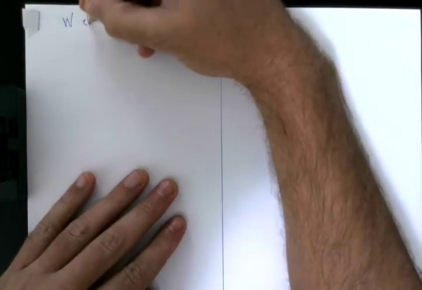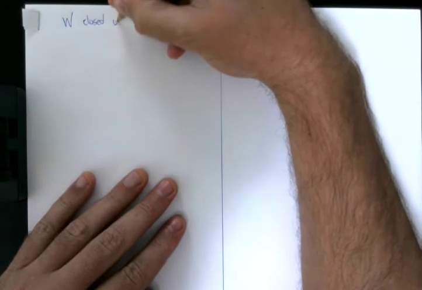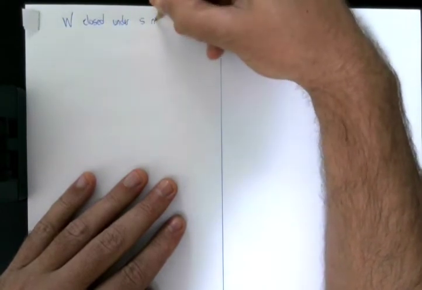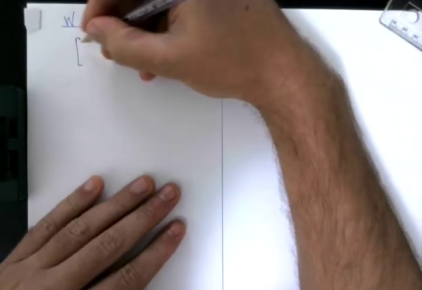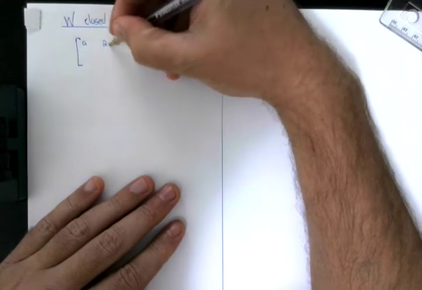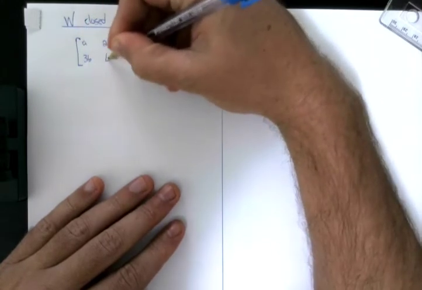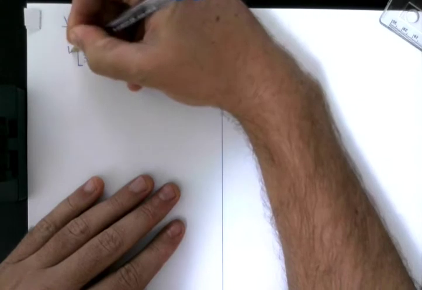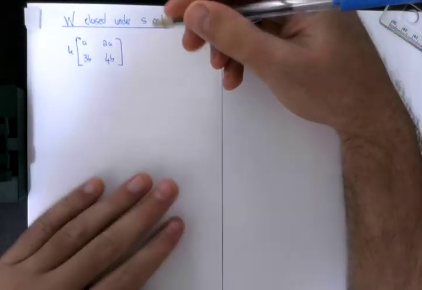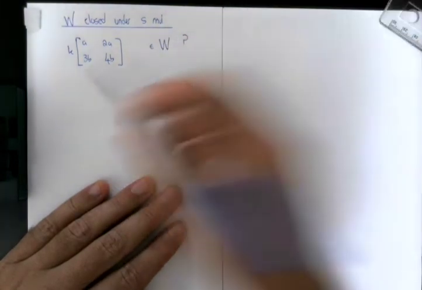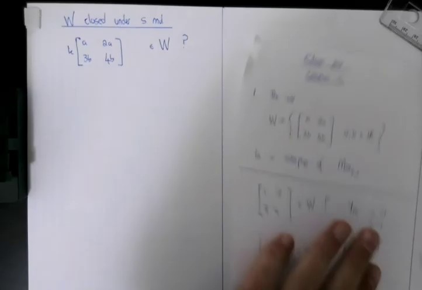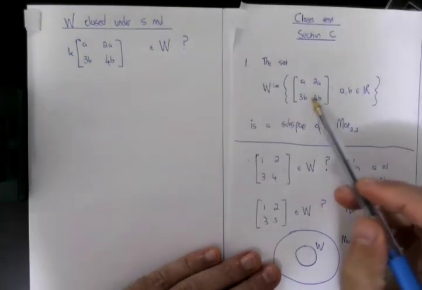Okay, I have to check that W is closed under scalar multiplication. So I take a matrix that I know is in W, like this one. That's an arbitrary matrix in W. I multiply it with K, and I check, is the result in W?